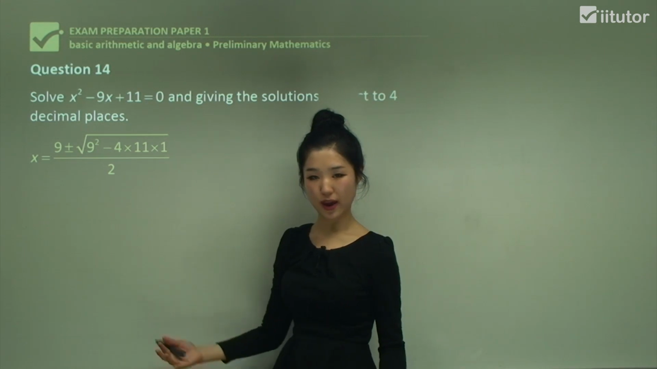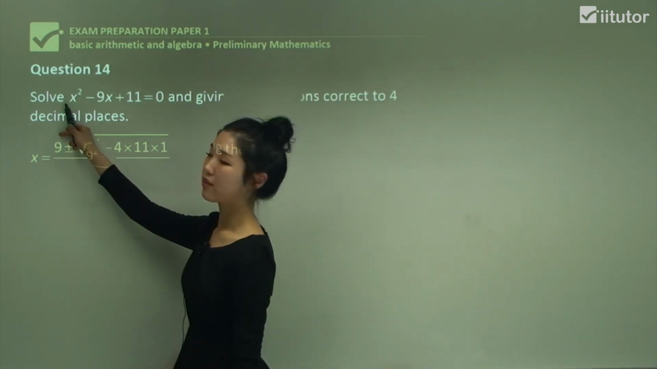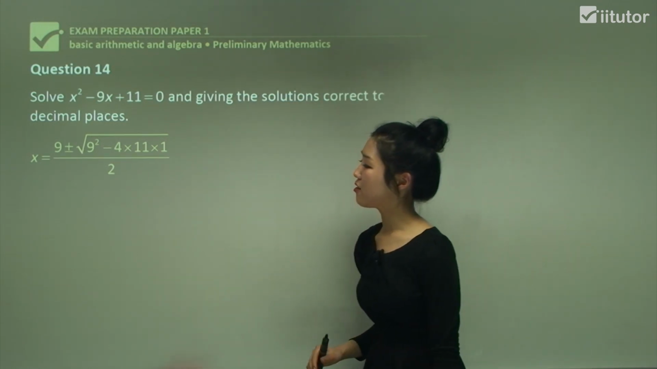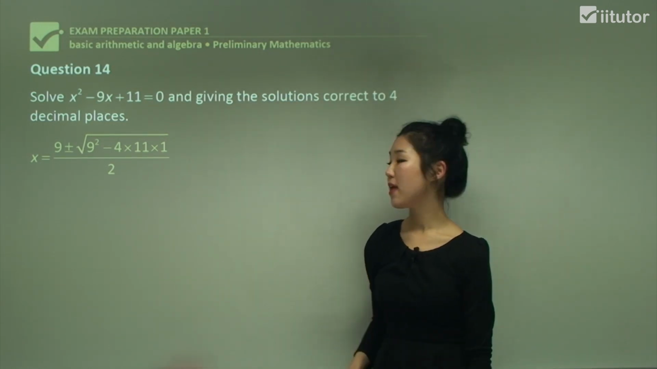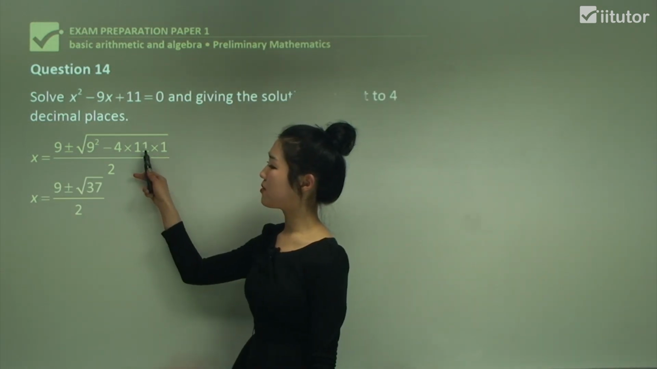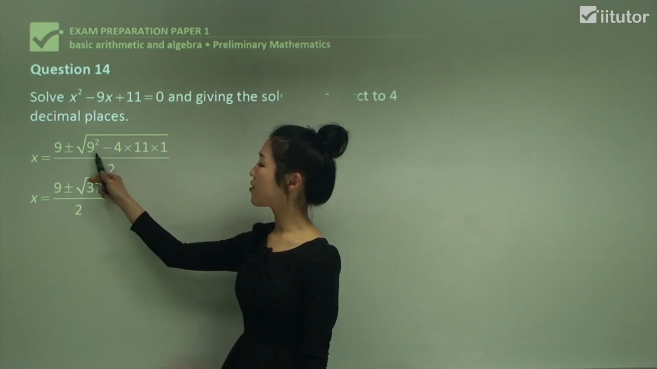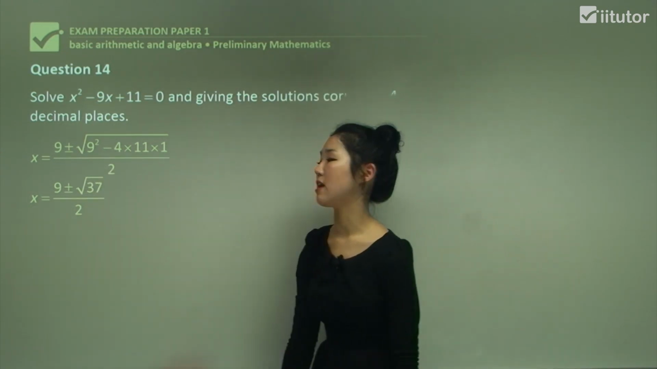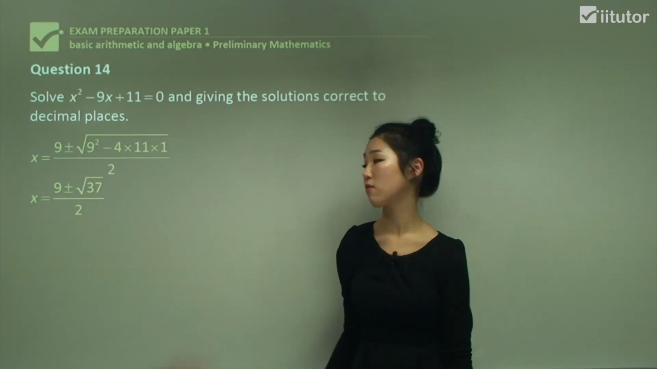And the whole thing over 2a, so 2 times 1, because the coefficient of x squared, which is a, is 1. So got that, just put it into our quadratic formula, and then now just simplify. You should see that 4 times 11 is 44, 9 squared is 81, so 81 minus 44 is 37. So I've just simplified inside that square root.